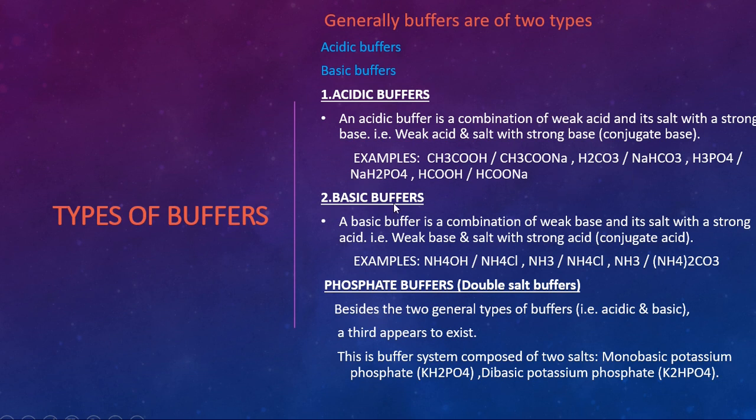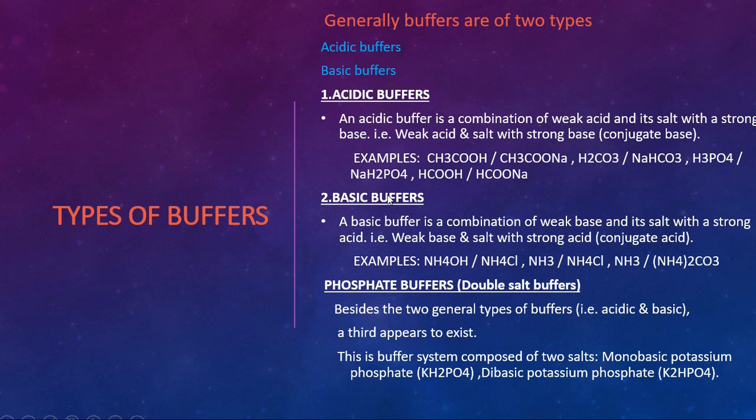Then coming to the basic buffers, a basic buffer is a combination of a weak base and its salt with a strong acid, the vice versa of this one. So a weak base and its salt with a strong acid is termed a basic buffer, and examples are ammonium hydroxide and such.